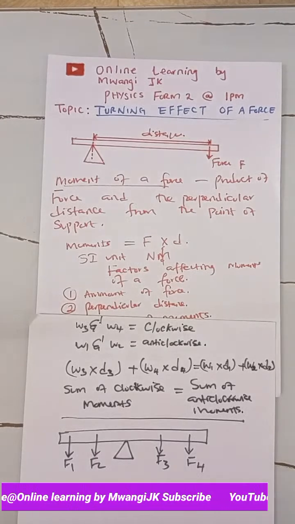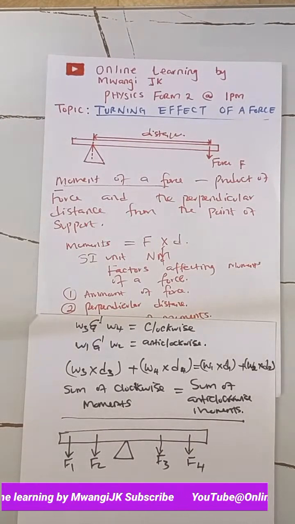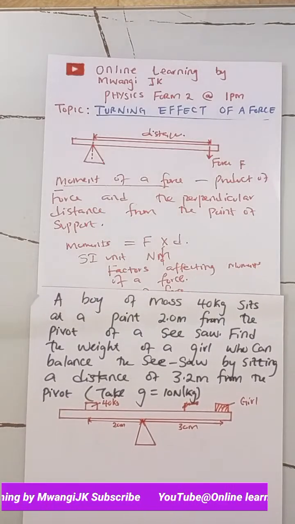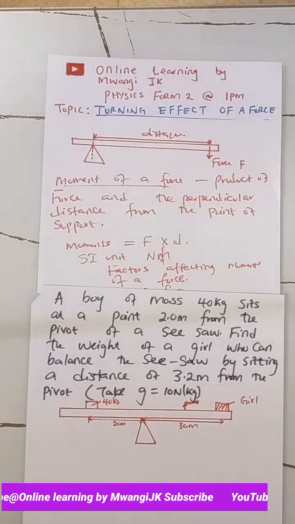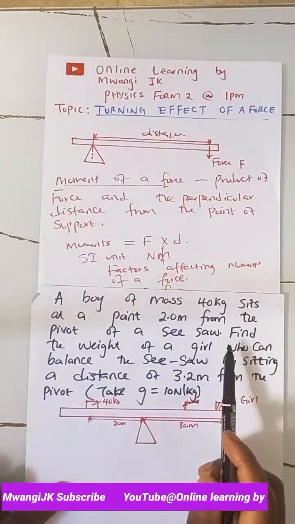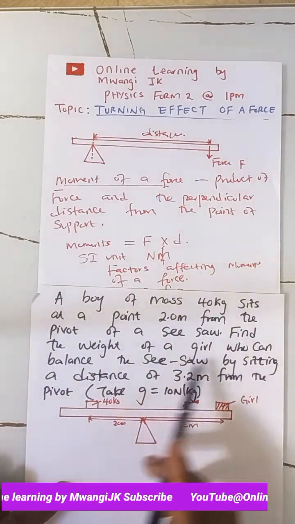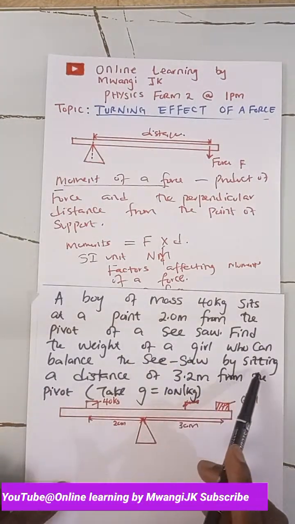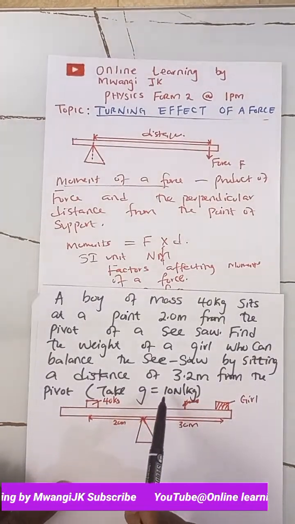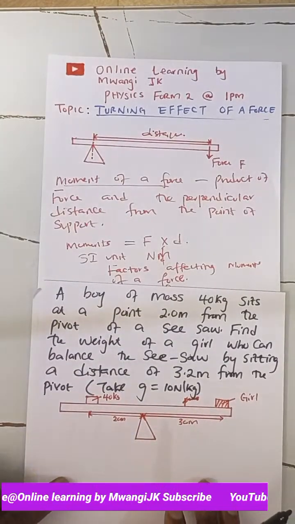So an example. I have a question here. A boy of mass 40 kilograms sits at a point 2 meters from the pivot of a seesaw. Find the weight of a girl who can balance the seesaw by sitting a distance of 3.2 meters from the pivot, taking gravitational field strength to be 10.